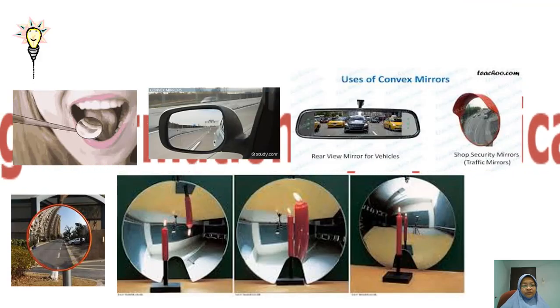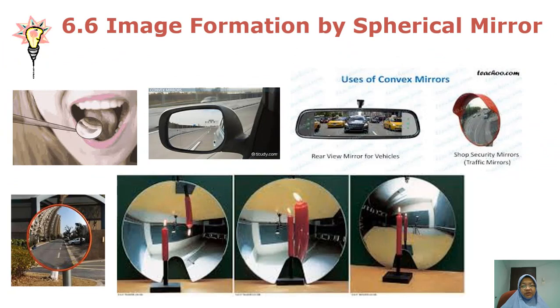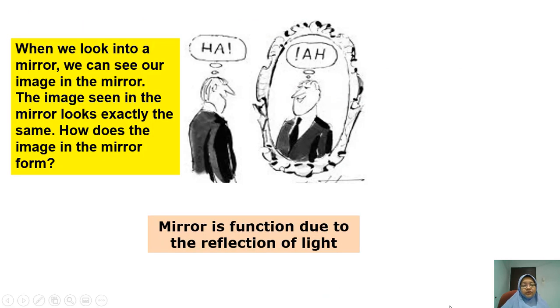So we are going to look at the image formation by spherical mirror. This is all the applications that we will learn just after this. So we begin with this picture. When we look into a mirror, we can see our image in the mirror. The image seen in the mirror looks exactly the same. How does the image in the mirror form? The mirror functions due to the reflection of light.